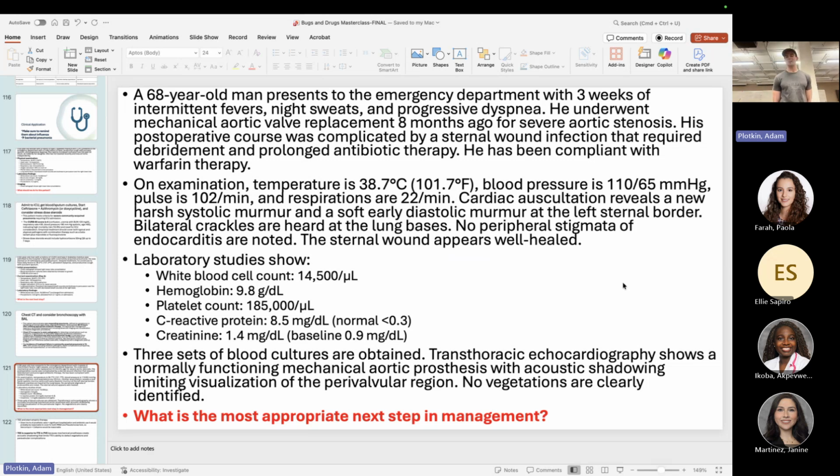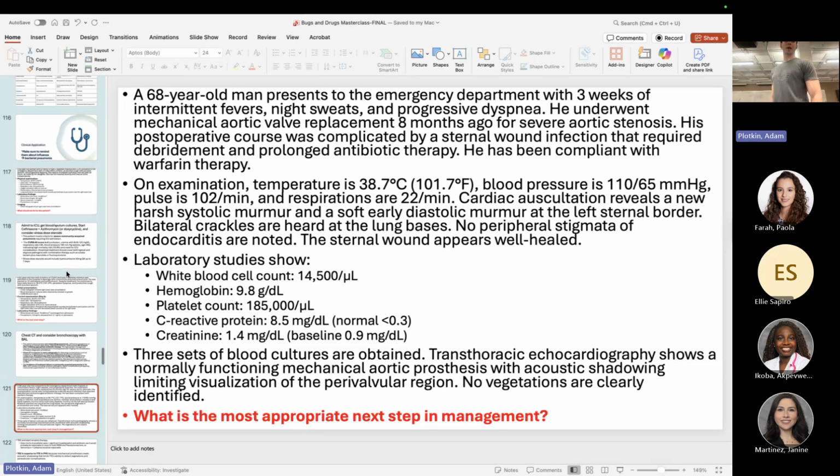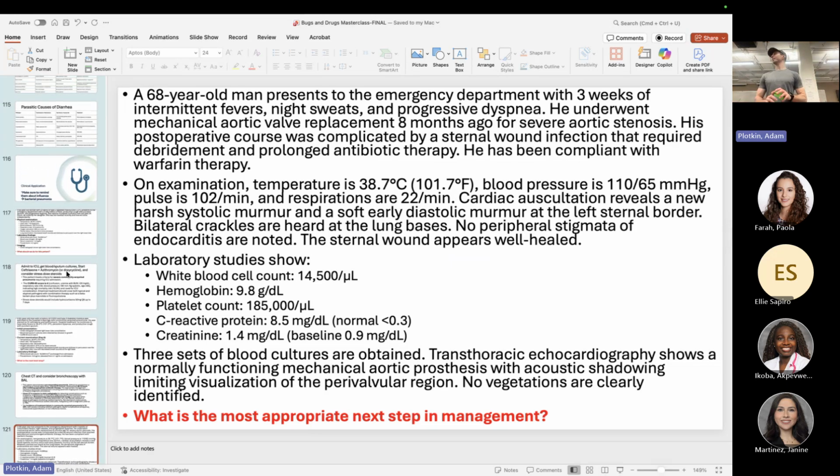We see he's got an elevated temp. His blood pressure is okay. Pulse is elevated. Respirations are elevated. We see a new harsh systolic murmur and soft early diastolic murmur at the left sternal border. Bilateral crackles are heard at the lung bases. No peripheral stigmata of endocarditis are noted. The sternal wound appears well healed. There's his labs. We get 3 sets of blood cultures. The TTE shows a normally functioning mechanical aortic prosthesis with acoustic shadowing, limiting visualization of the perivalvular region. No vegetations are clearly identified. I want you to tell me what you want to do next for this patient. So take a minute or so and think about that.